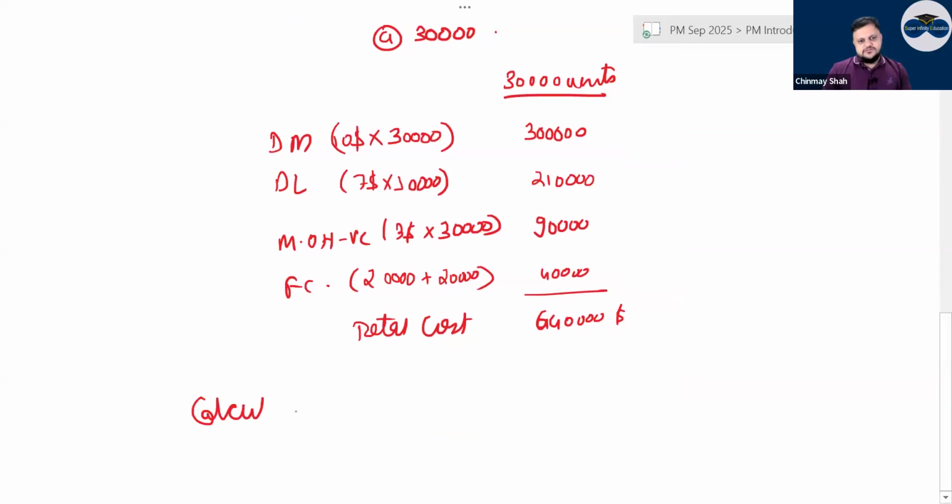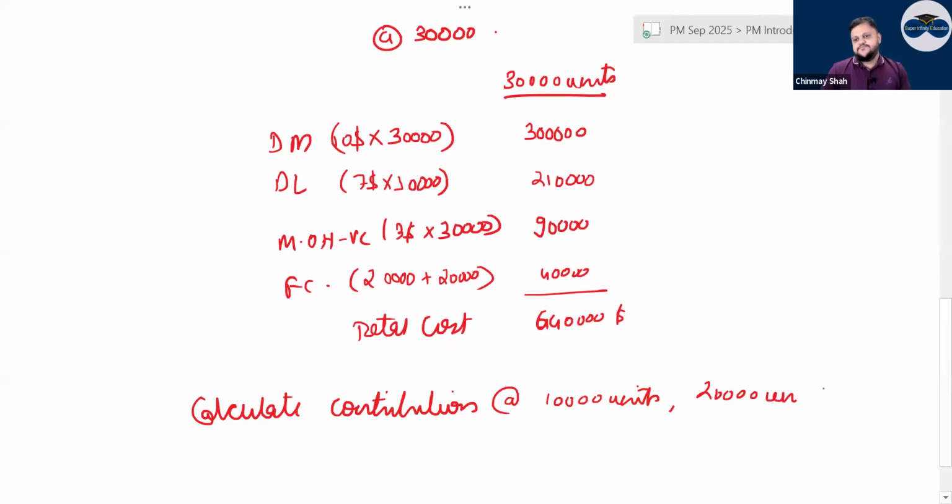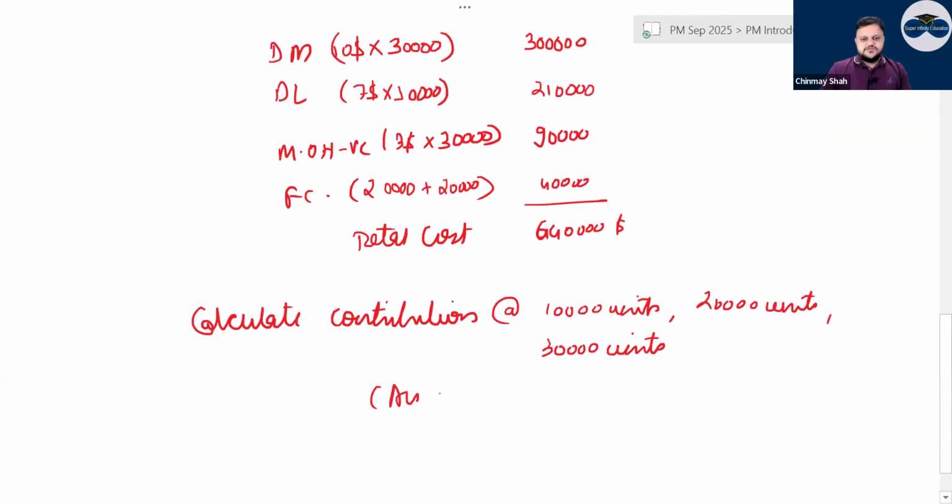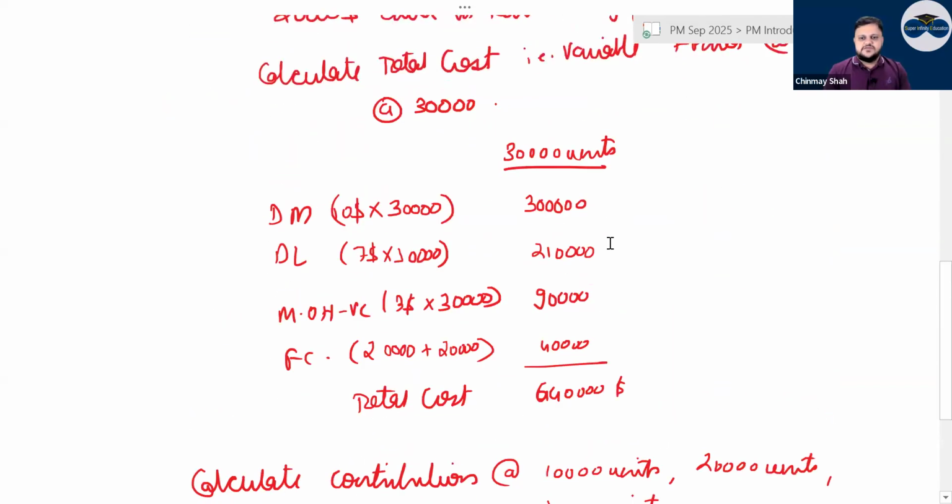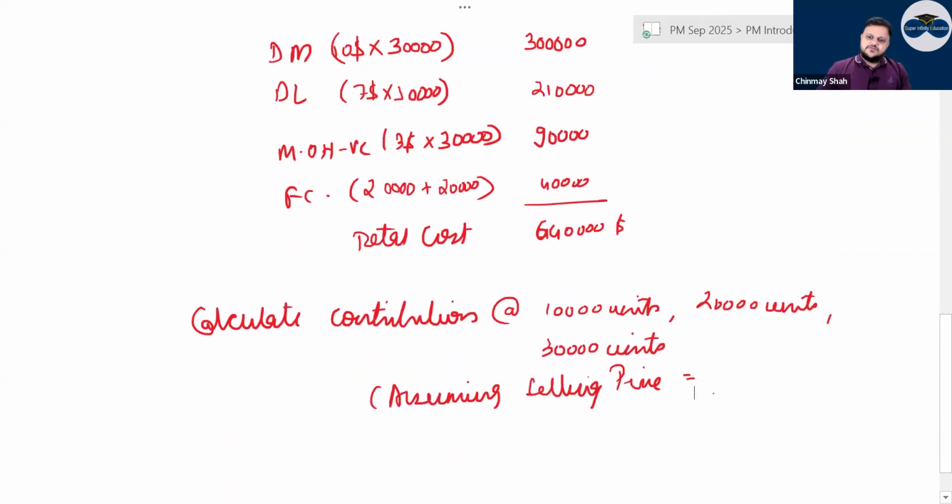Calculate contribution of this same question at 10,000 units, 20,000 units, 30,000 units. The assumption is the selling price. How much is the selling price given? It is 640, so $35 per unit.